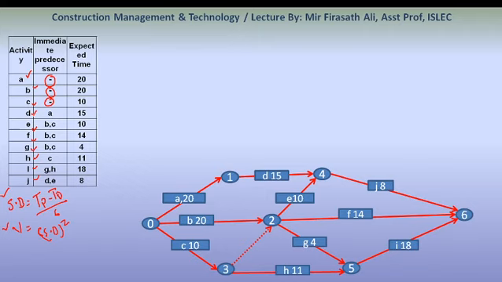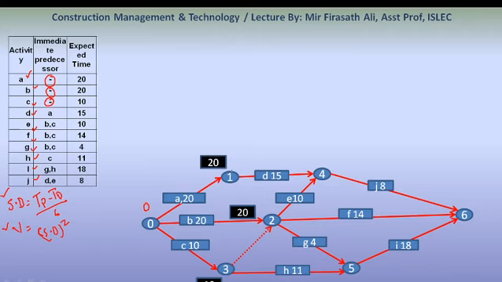Now, if we try to calculate the times, from the forward pass and backward pass calculations, let us find out the earliest starting times, earliest finish times, latest starting times and latest finish times. At the start, the project starts at day 0, so the earliest start time is 0.